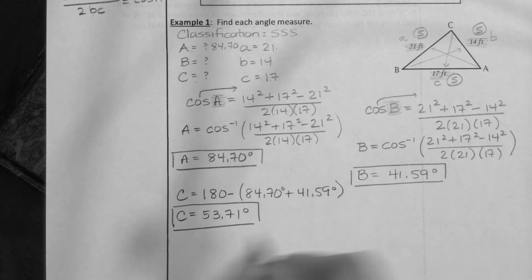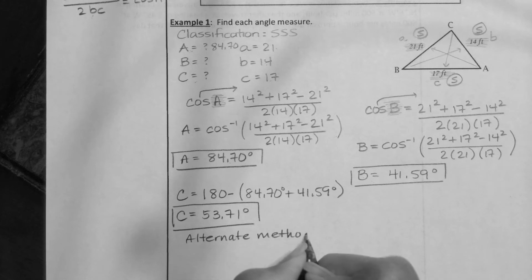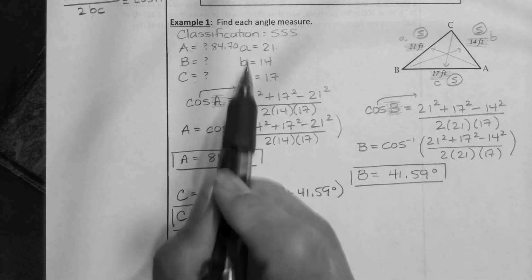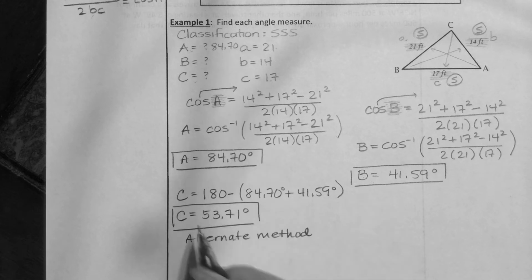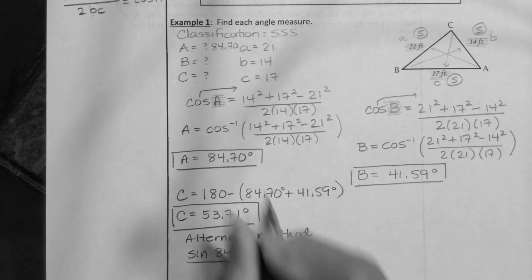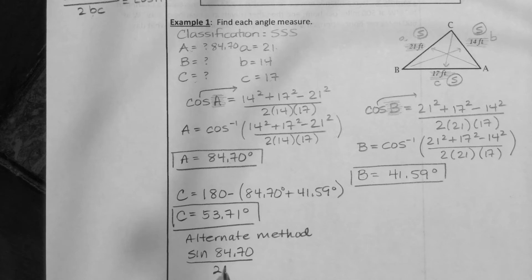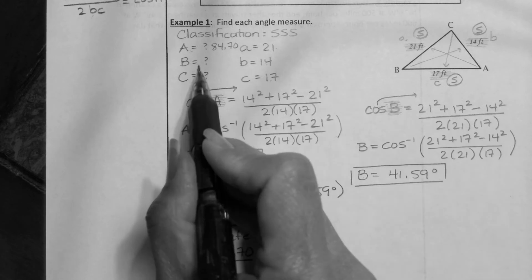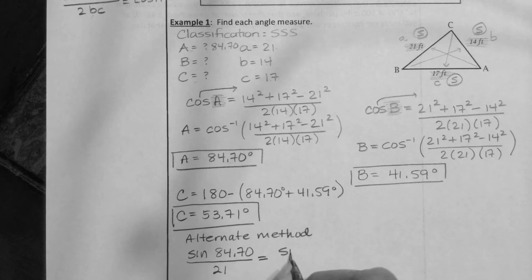So I'm going to write here alternate method just to show you how it does work, that you don't have to use law of cosines the entire time. So because I have those two, I can say sine of 84.70 over 21, which is the side length, equals, I'm going to find angle B here. So I'm going to put sine of angle B over the b that I already know, which is 14.